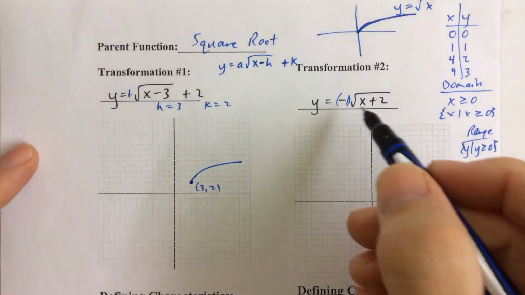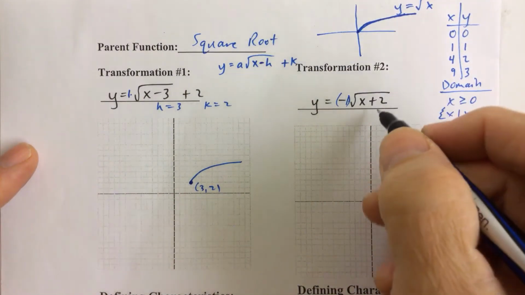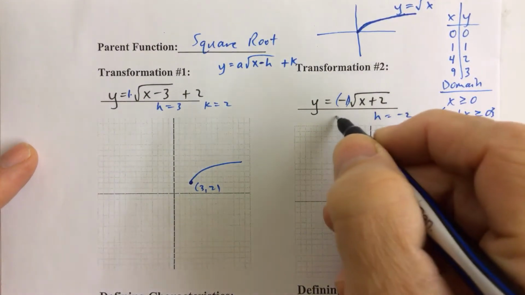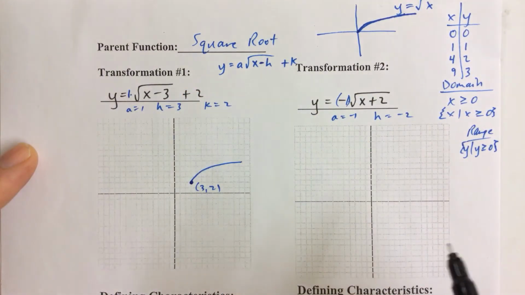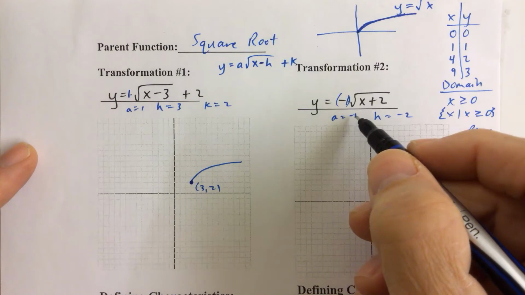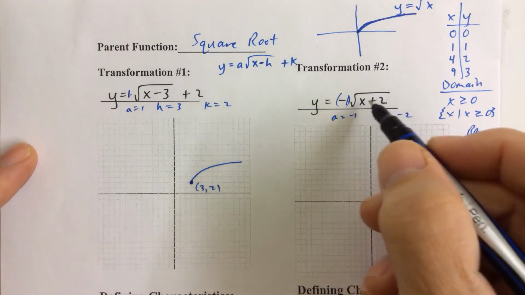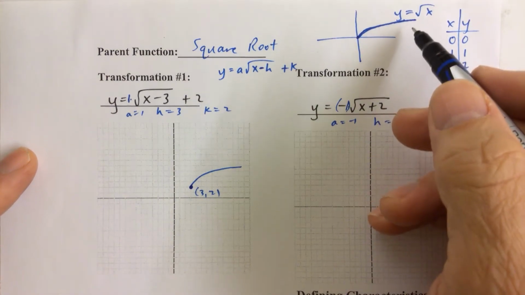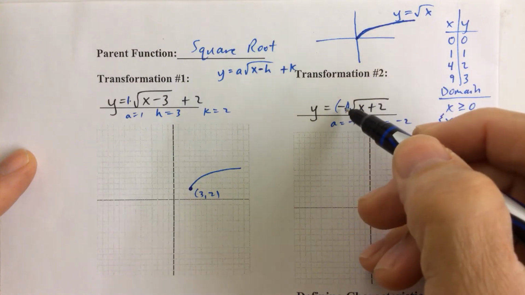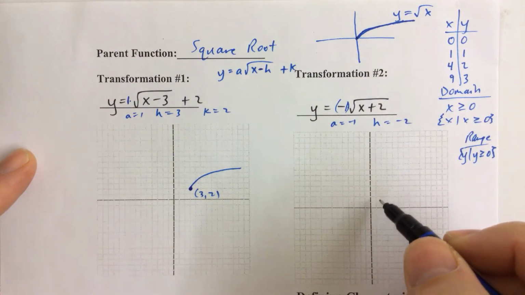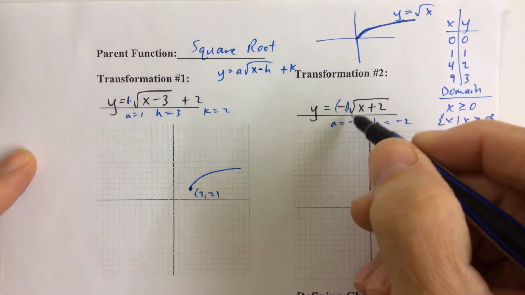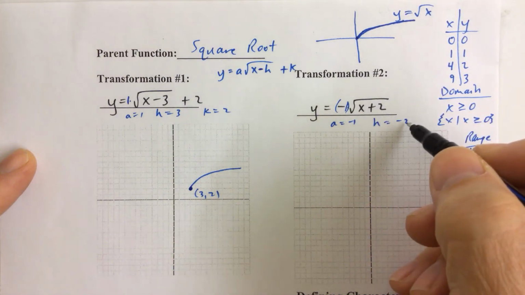Let's go ahead and draw the graph of this function over here. We see that h is negative 2. A here is negative 1. Over here a was 1. I meant to mark that down. But a being negative 1, the negative in front would mean we're going to flip the graph of the parent function over the x-axis. That's a reflection about the x-axis, and then we're going to go left 2.